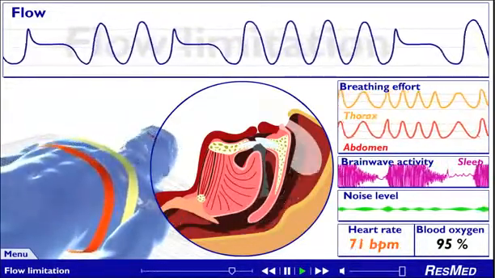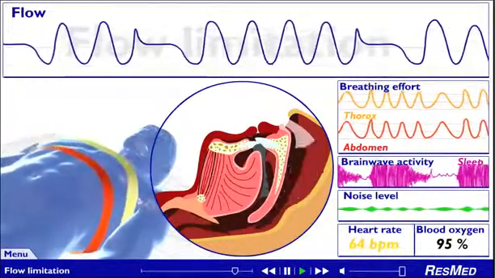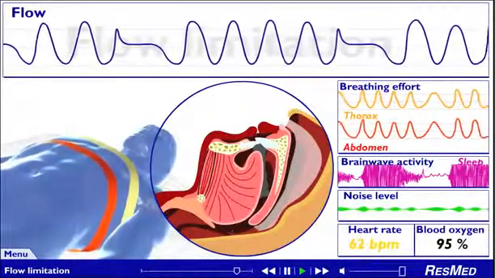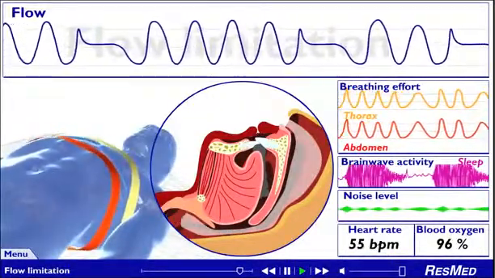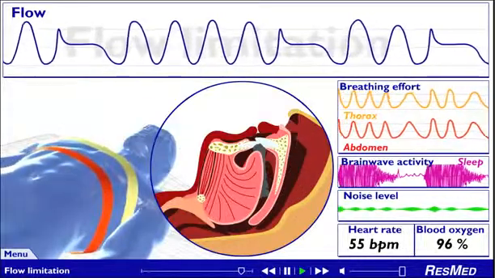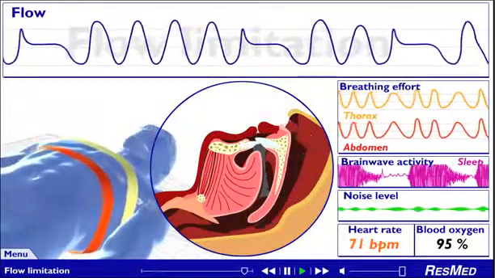Although there may not be much change in the sounds of your breathing, your partner may notice you tossing and turning restlessly. You may wake up feeling tired. The effect on your body is strong enough to disturb your sleep and prevent you from getting the real rest you need in order to be healthy.